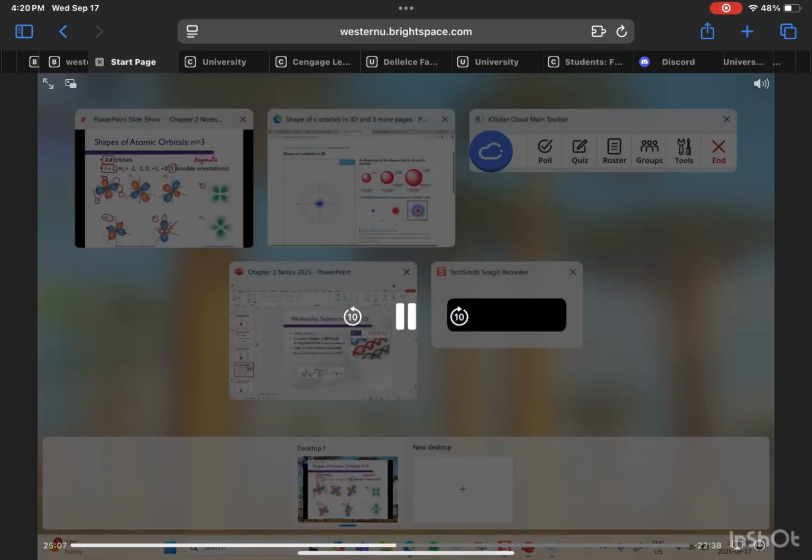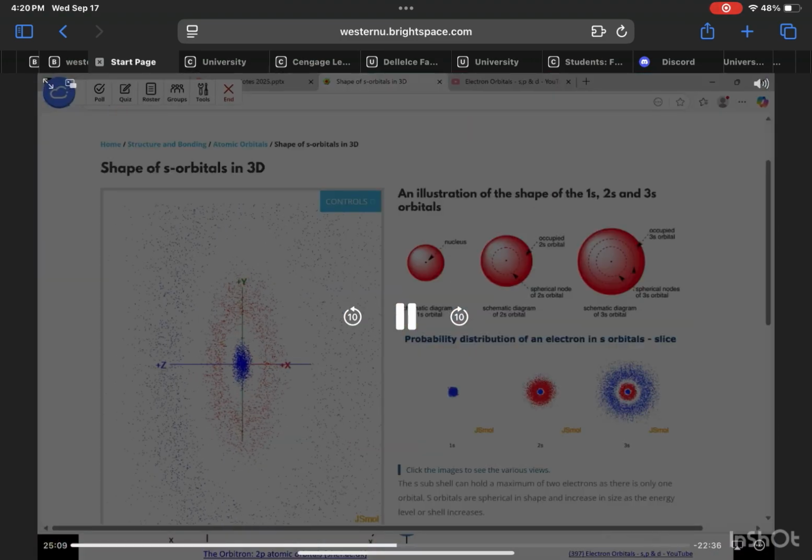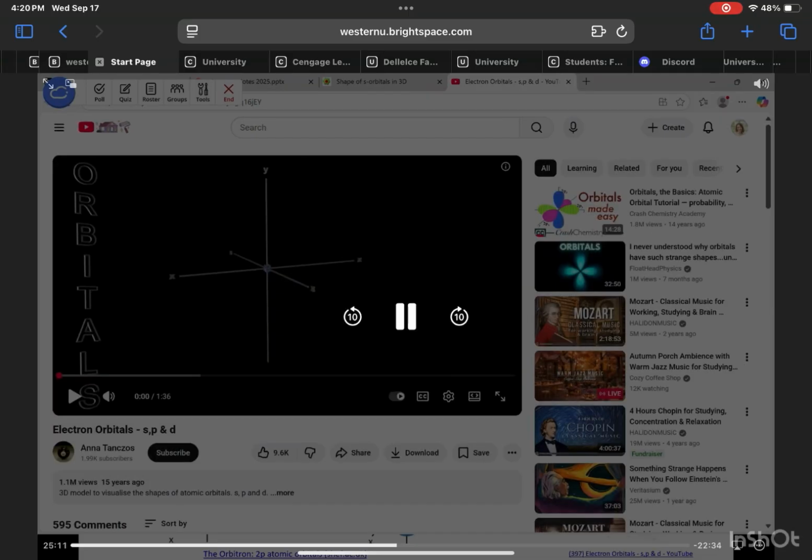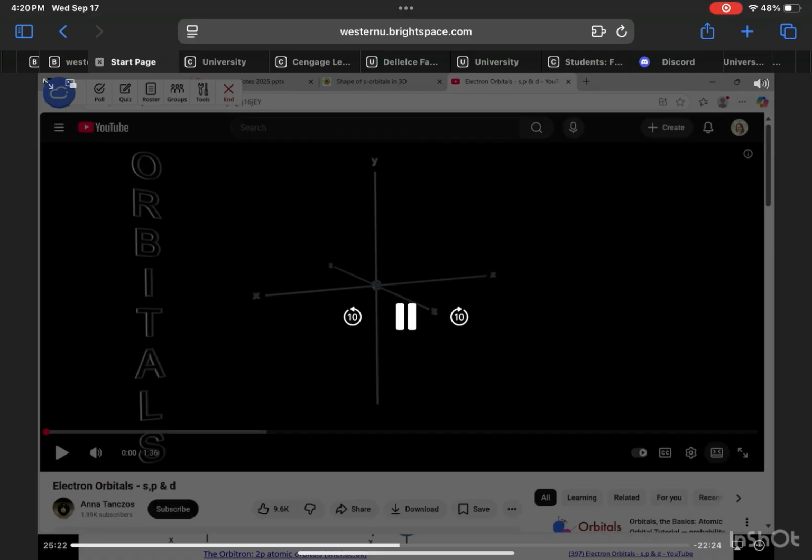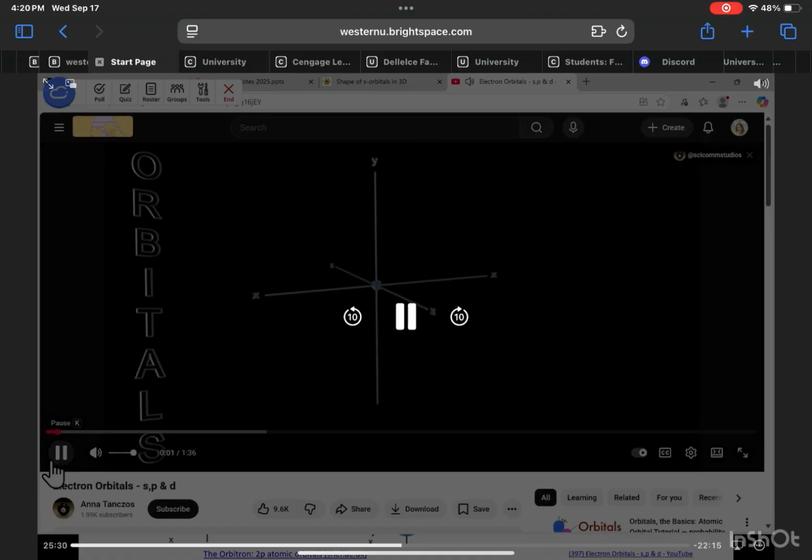Okay, so I think it's important to realize that all of these orbitals for an atom that has enough electrons to have electrons that are in these orbitals, or that have these wave functions, they're all existing at the same time. So let's see what it looks like when we overlay the orbitals we've talked about thus far.